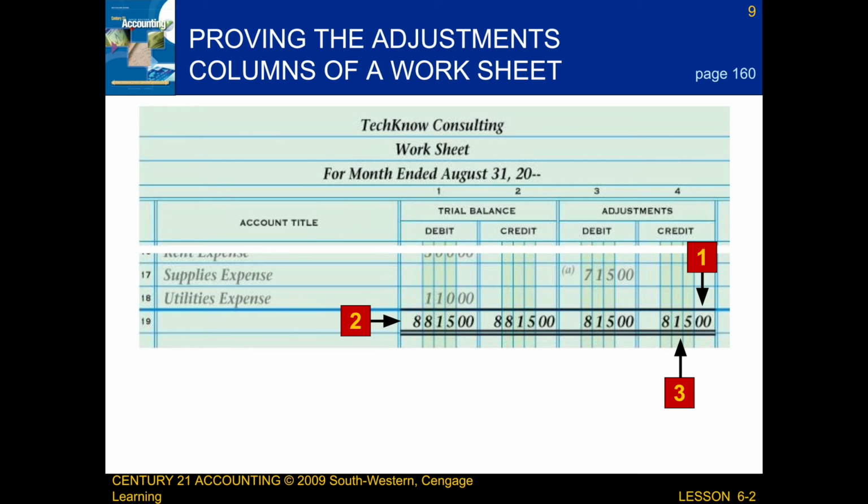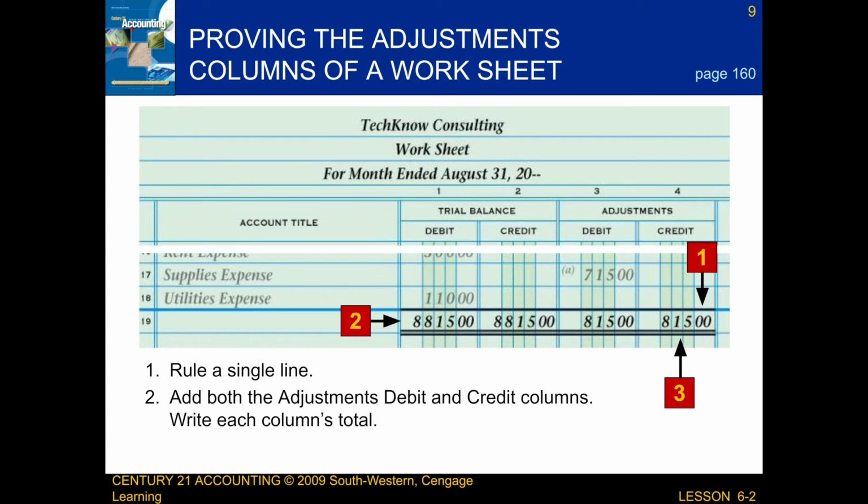Next we're going to be talking about proving the adjustment columns of a worksheet. When we prove the adjustment columns of a worksheet, there are a few steps that we follow. First, we rule a single line. Next, we add both the adjustment debit and credit columns, and then we write each column's total. And finally, we rule double lines.